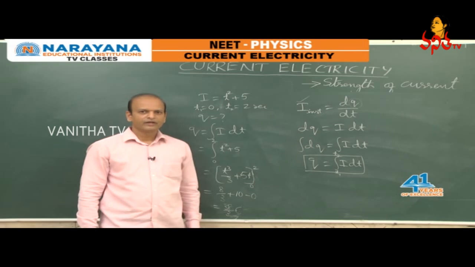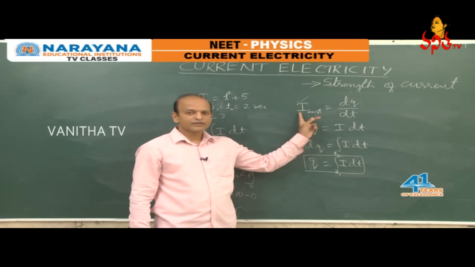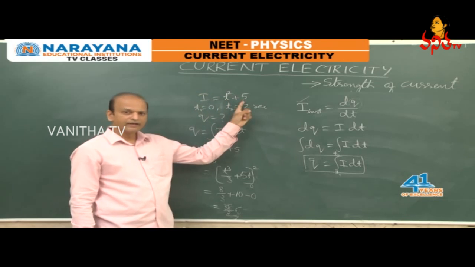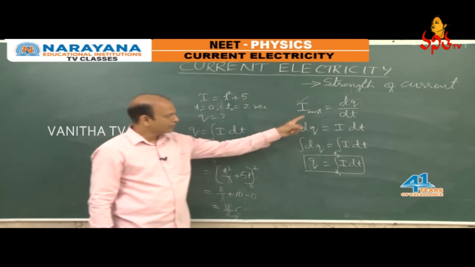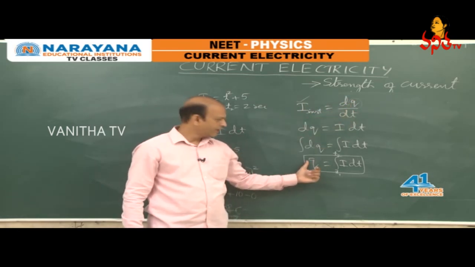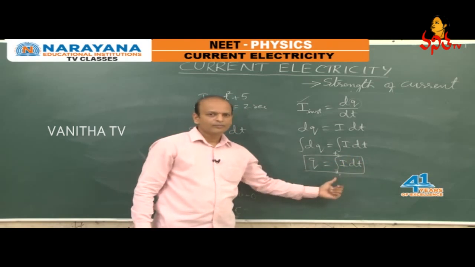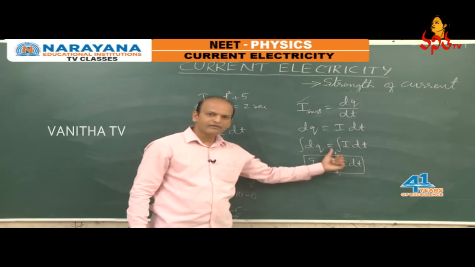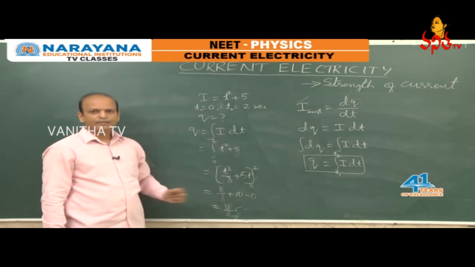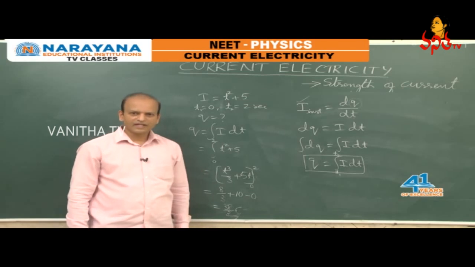So that means we can find out the net amount of charge passing through any conductor. If the instantaneous current is given, which equation do we use to find the charge? I instant is dq by dt. From that, what we have written is that Q is nothing but the integral of I dt between the time interval t1 to t2. So we have seen one example on this. That is the total amount of charge calculation.